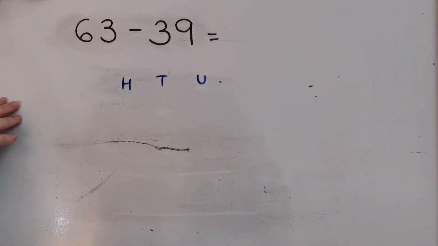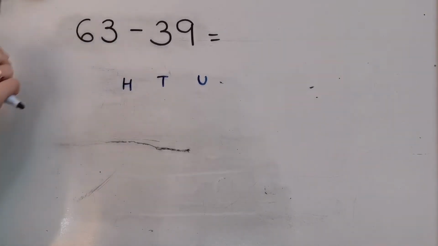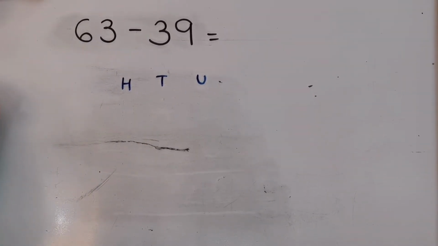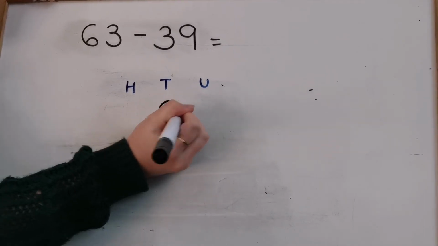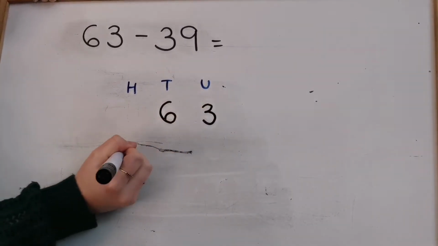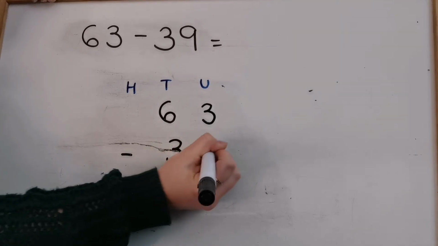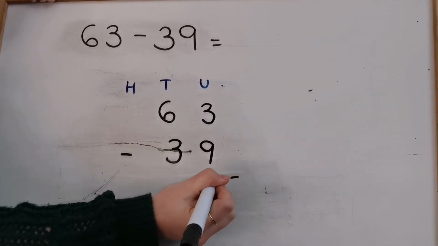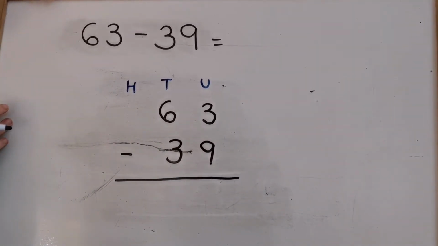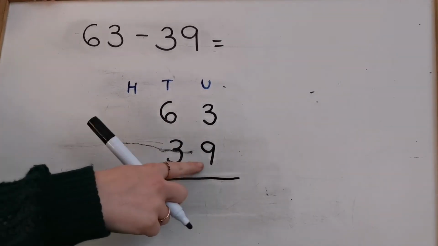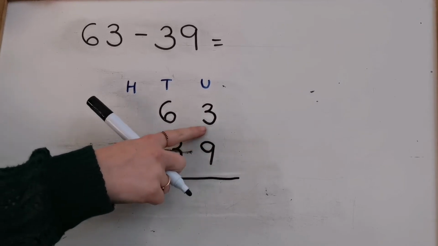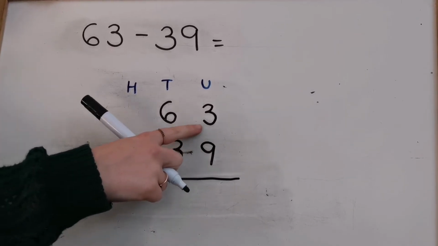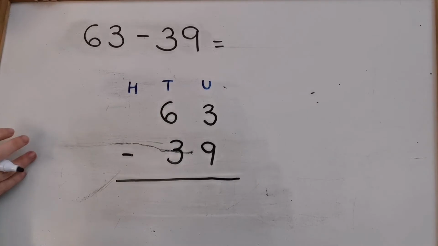Let's look at another example of using 2 digits where we need to regroup during a subtraction. So I'm going to start in exactly the same way. 63, subtract 39, and I'm going to make my room for my answer. Now once again, I've got the problem 3 take away 9. There are too many units in my bottom number to be able to take them away. 3 take away 9, I can't do.